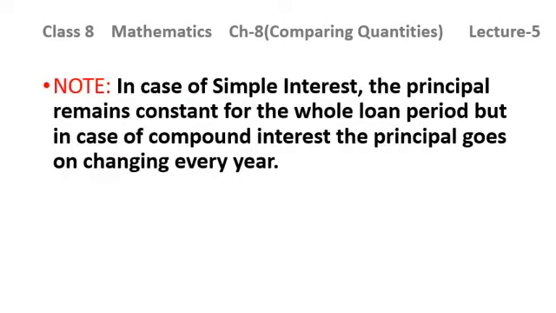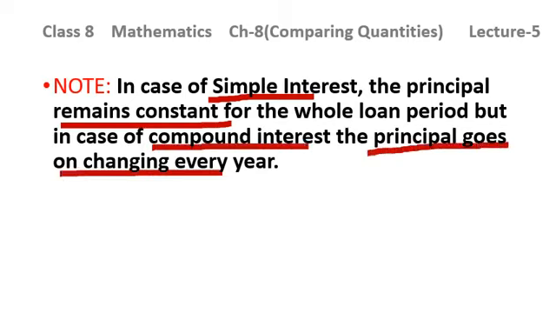Let us note one more important point, that in case of simple interest, the principal remains constant. This is the difference between simple interest and compound interest. But in case of compound interest, the principal goes on changing every year. It means the amount of the previous year will be the principal for the next year. In simple interest, principal remains constant for the whole loan period, but in compound interest, the amount of the previous year will be the principal for the next year.